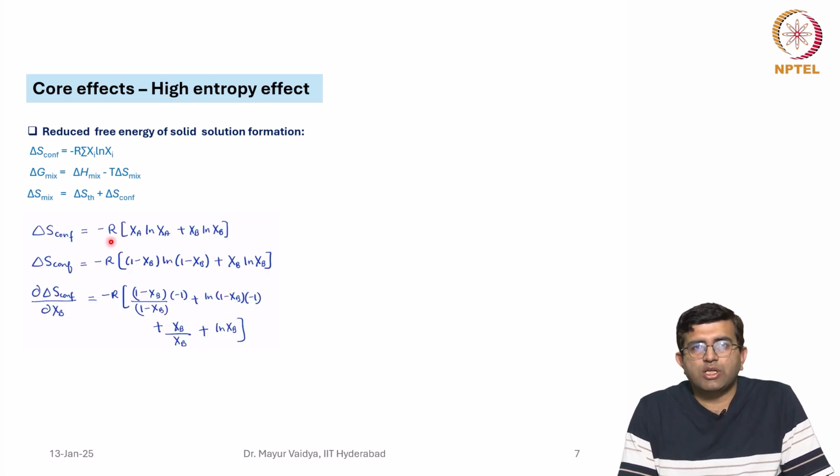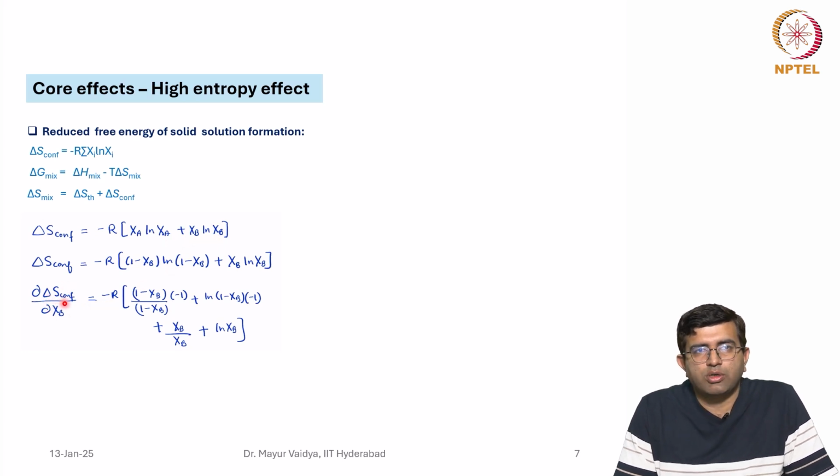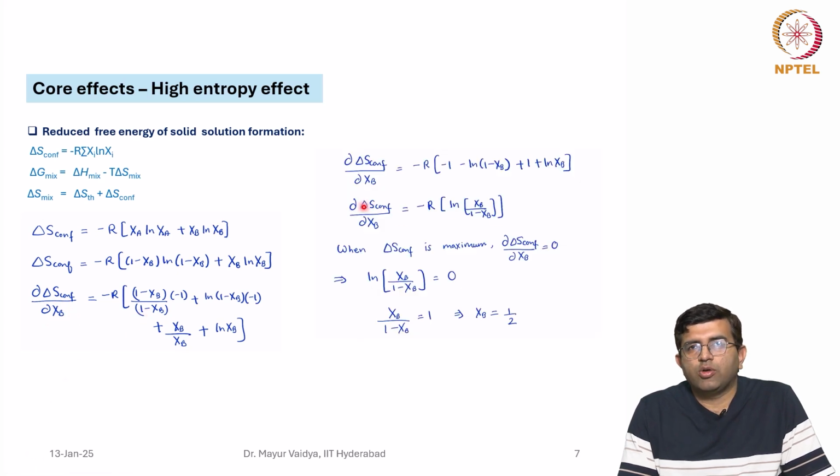Now, this configurational entropy, if we look at the binary system, then you have minus R (xa ln xa plus xb ln xb), and if you differentiate this, dou delta S configuration by dou xb, you will end up in an expression where dou delta S configuration by dou xb is equal to minus R ln (xb by 1 minus xb). Now, this will be maximum when this derivative is 0.